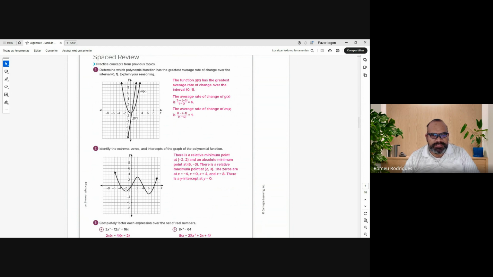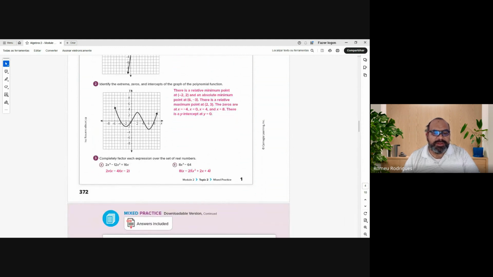Number 2, identify the extremas and zeros. Okay, the extremas are the minimum and maximum points, and the zeros are where it crosses the x-axis. Number 3, completely factor the problem here. First, 2x, and you use the box method to solve this one here. To the third power, you can divide by 8, and after that you have x to the third minus 8. Then you remember this one here, the identity property.